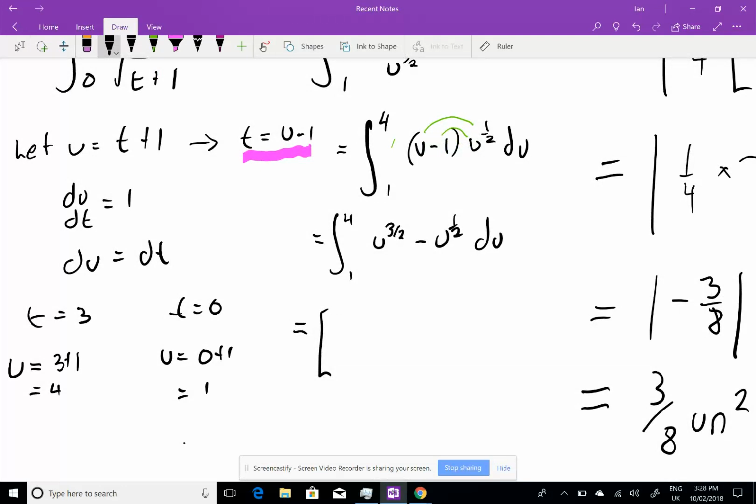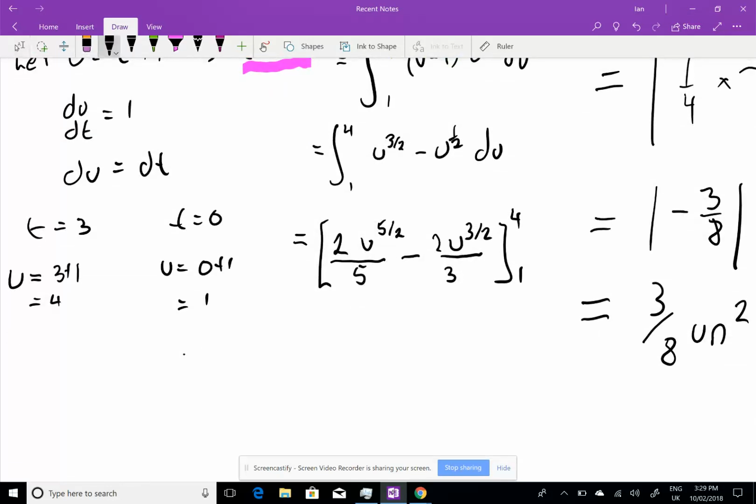Add 1 to the power, that's u to the 5 on 2. Divide by 5 on 2 is multiplying by the reciprocal, so 2/5. Minus, add 1 there, so you get u to the 3 on 2. Divide by 3 on 2 is multiplied by 2/3, between 4 and 1.